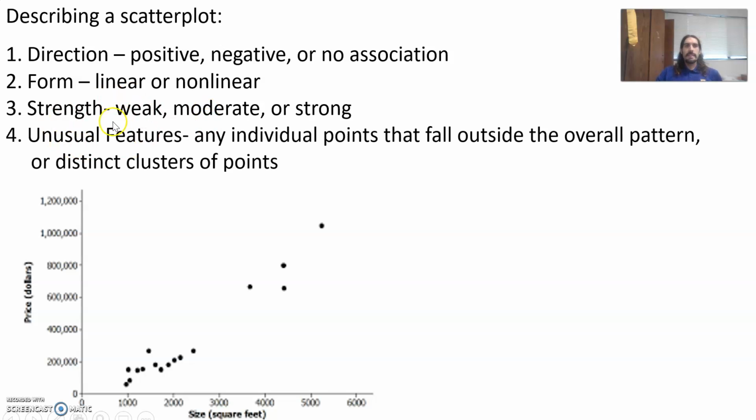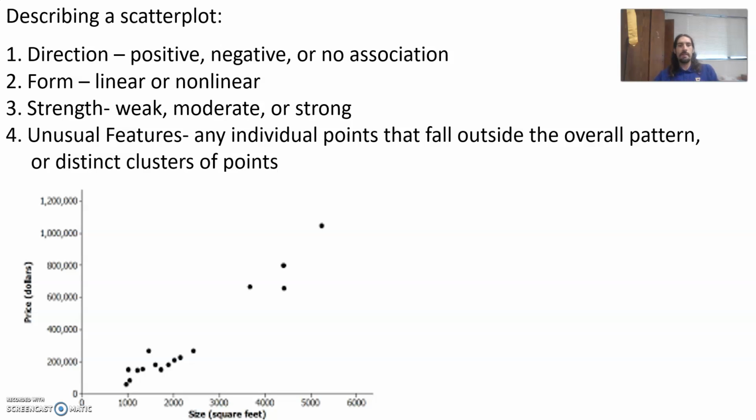And then finally, any unusual features. So that could be any individual points that fall outside the overall pattern. Those could be, in effect, your outliers. Or it could be any distinct clusters of points. Sometimes we've got groupings at certain values, and those are usually spots that we want to take note of.